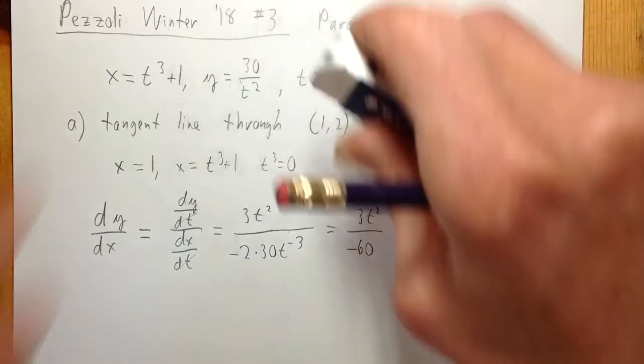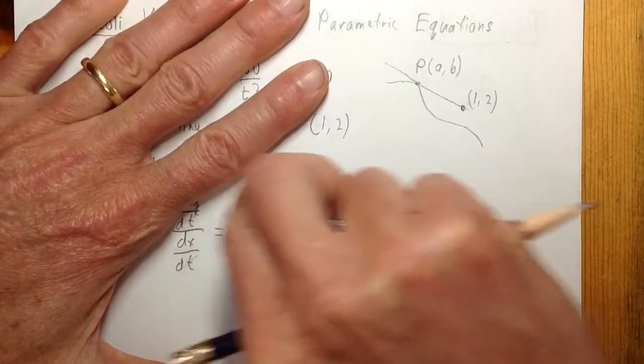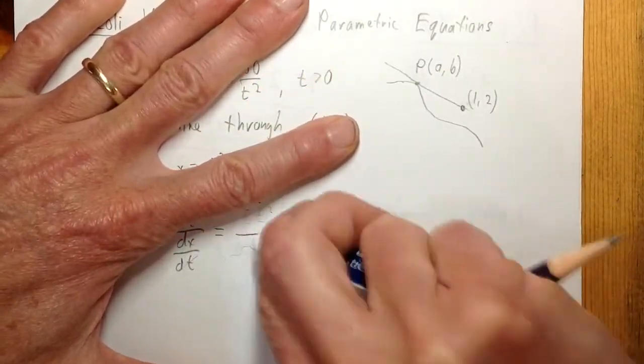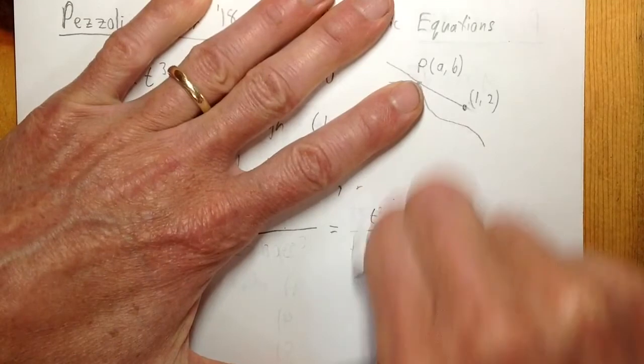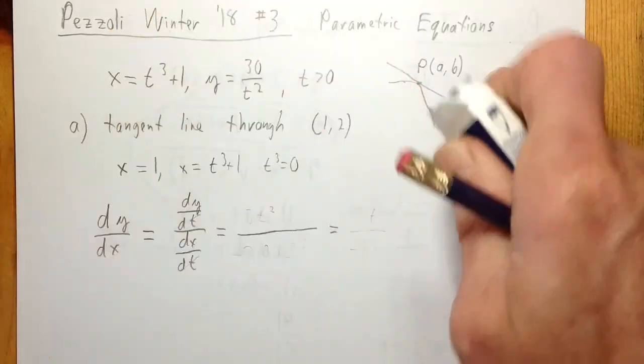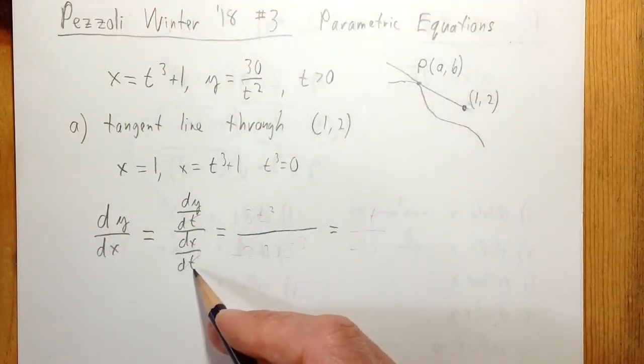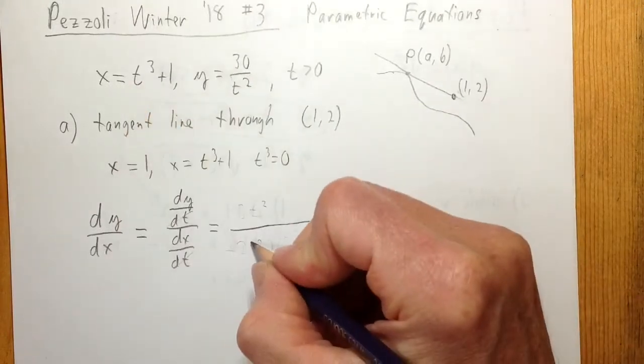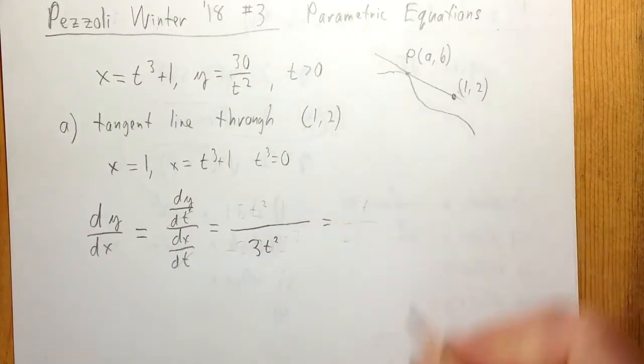Okay, so I did this upside down. If you're following this, you can erase this. I did it with dx/dt in the bottom, right? So dx/dt is 3t squared, so that's 3t squared in the bottom.